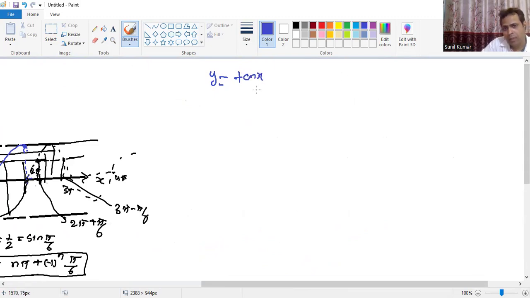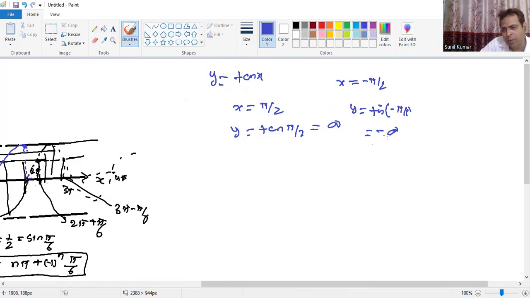So first we have to know where tan is not going to be defined. We know that x is pi by 2, so tan pi by 2 is an infinite value. So at pi by 2 it is not defined. Similarly, if we use x equal to minus pi by 2, then y equal to tan of minus pi by 2 is minus infinite. It's also not defined.